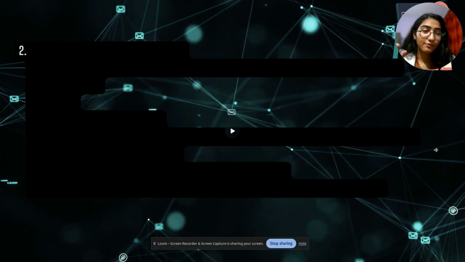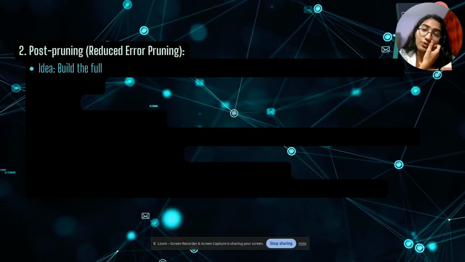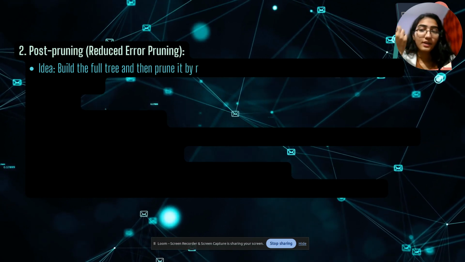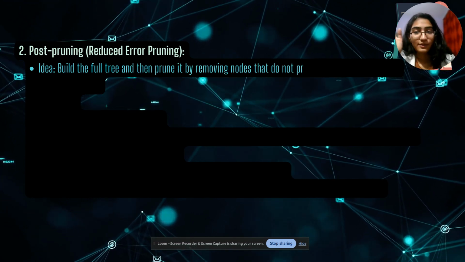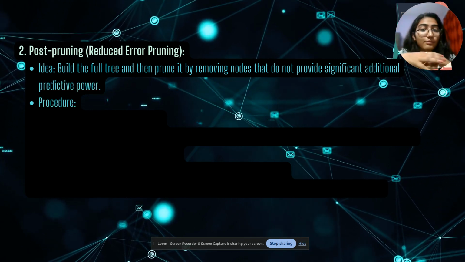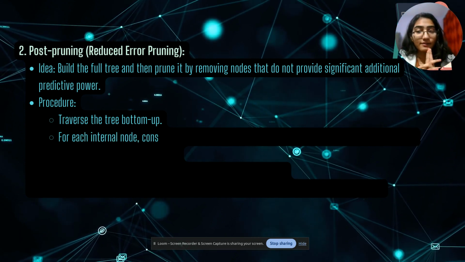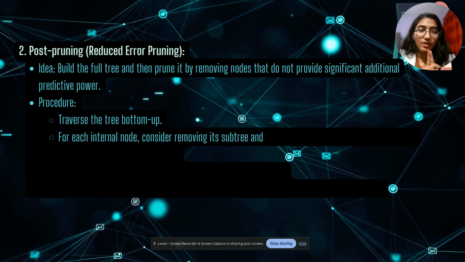Then the next type of pruning is the post-pruning method, also known as reduced error pruning. The idea behind the post-pruning method is to build a full tree, then prune it by removing the nodes that do not provide significant additional predictive power. So the procedure is as follows.